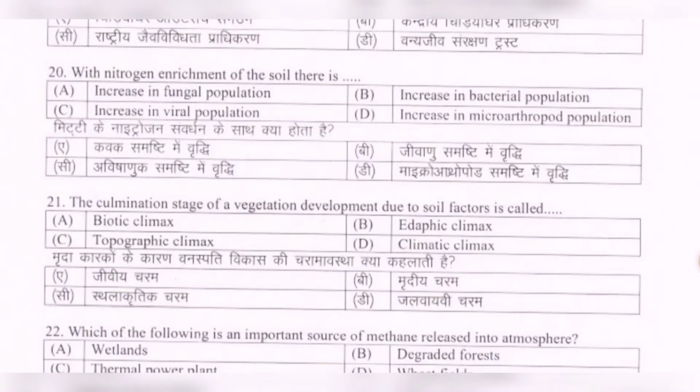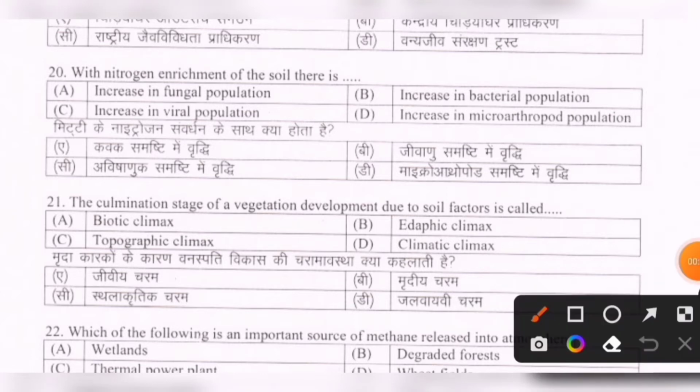With nitrogen enrichment of the soil, there is. Options are increase in fungal population, increase in bacterial population, increase in viral population, increase in arthropod population. The correct option is the second one, that is increase in bacterial population. Let's see the next question.